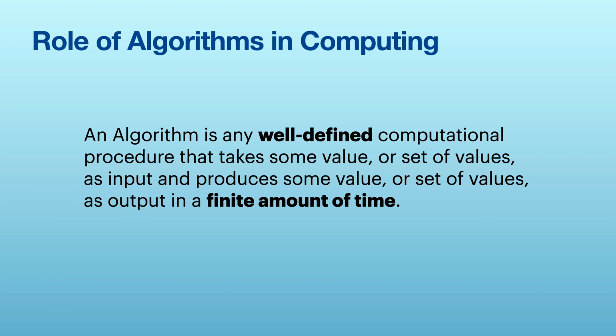This is on the first page of the first chapter of this book. Here goes the definition of the algorithm. An algorithm is any well-defined computational procedure that takes some value or set of values as input and produces some value or set of values as output in a finite amount of time.